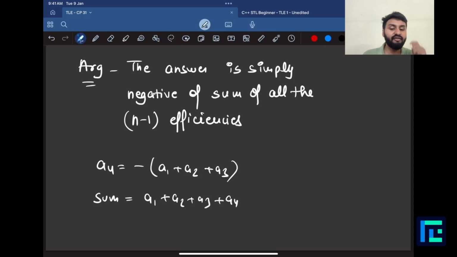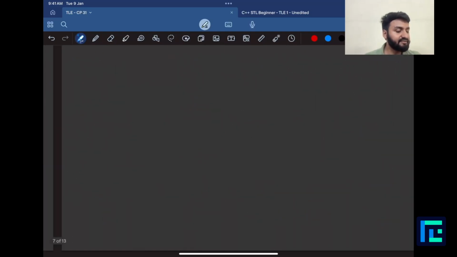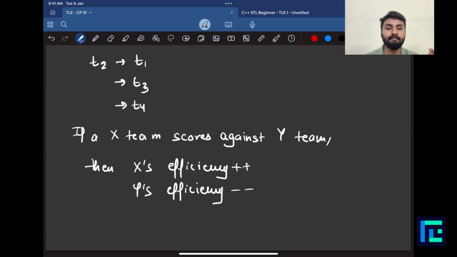You will observe very cleverly that this sum, since it started with 0, always remains 0 because of the idea that we discussed over here: if some X team is playing some Y team, the efficiency of X increases, but the efficiency of Y decreases, and since they are together in a sum, the sum value does not change. Maybe the individual efficiencies change. Of course, A1 will change. Whoever it played with, A2 or A3, it might go up or go down. I'm not bothered with that. But the sum value effectively will never change.